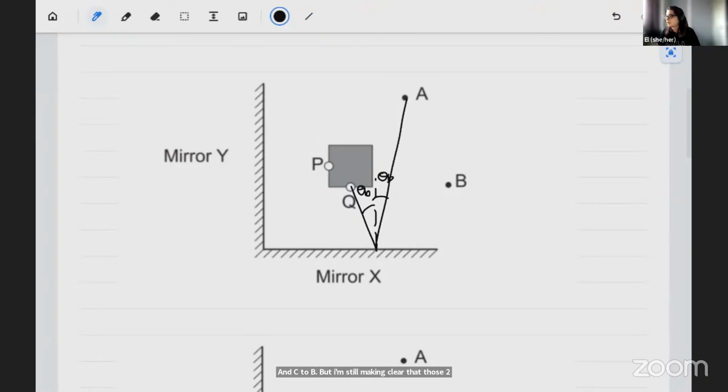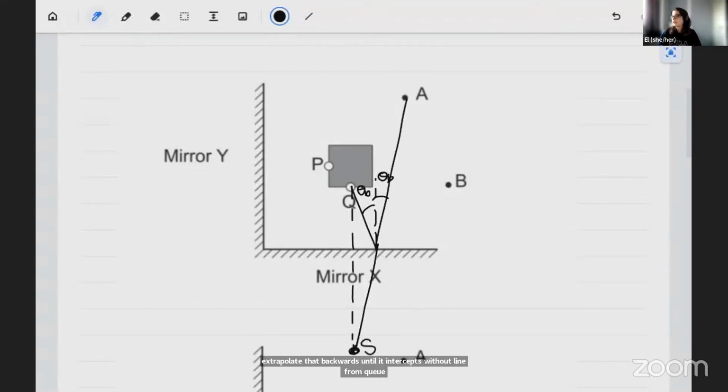And then similarly, to find where our virtual image S is going to be located, we're just going to take our line straight from Q and then find our light ray that's going straight to A and extrapolate that backwards until it intersects with our line from Q. And then I'm going to mark that on there as our image S. So, are there any questions on what I have done there?